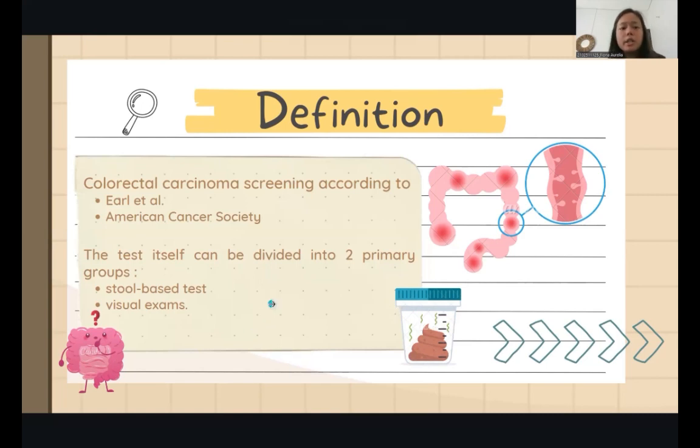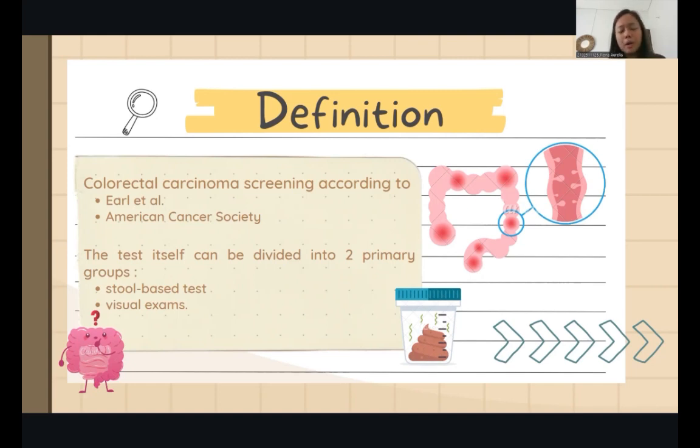According to Earl et al., colorectal carcinoma screening is a process of checking whether or not precancerous or cancerous growth is present in the colon or rectum. It is done to people who are asymptomatic, and the goal is to detect and treat the disease as early as possible.